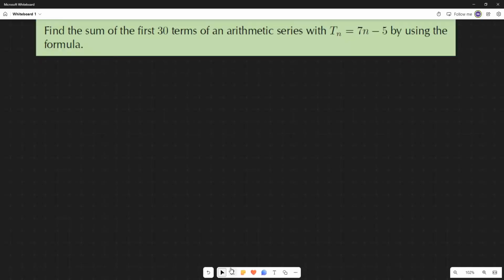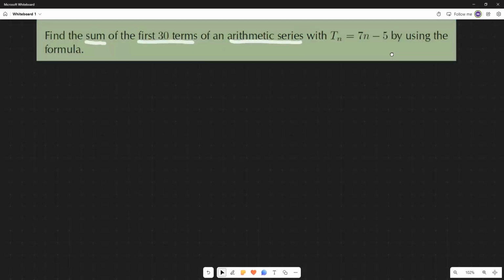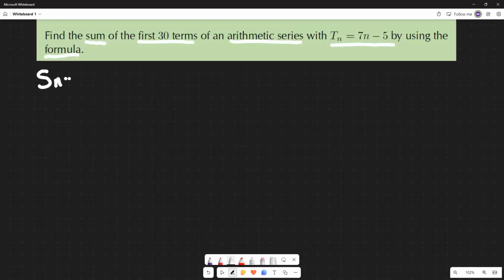In this video, we're going to be looking at the sum of the first 30 terms. So the sum of the first 30 terms of an arithmetic series, where Tn is given by Tn = 7n - 5 using the formula. So they want us to find the sum, so they want us to find Sn, right? Of what? Of a linear pattern.